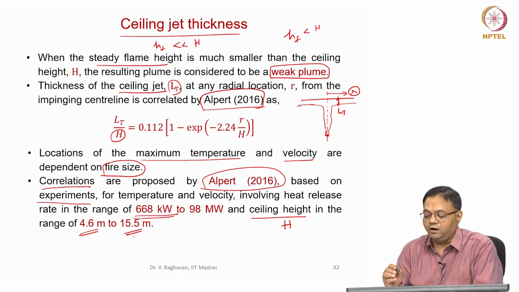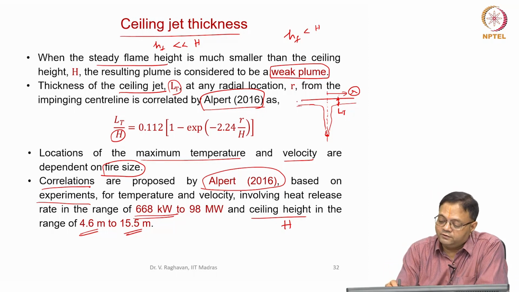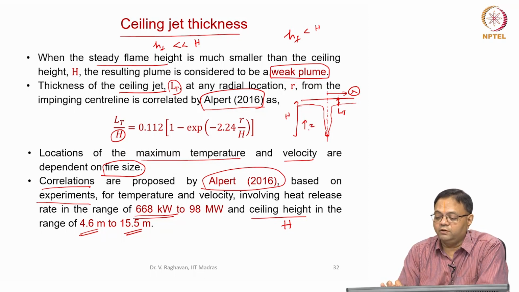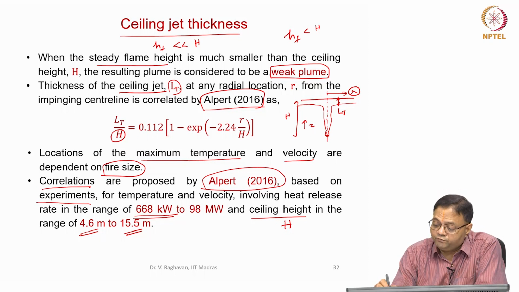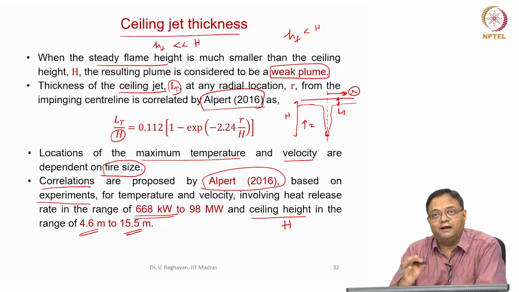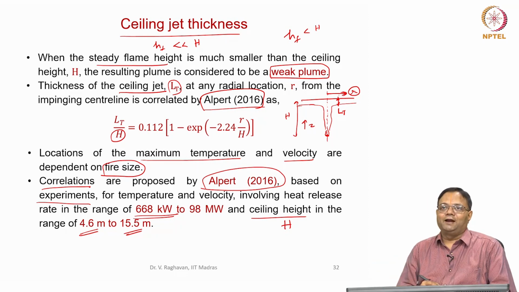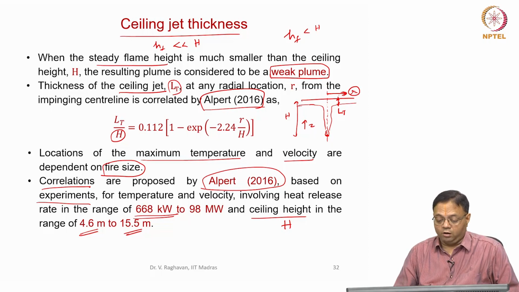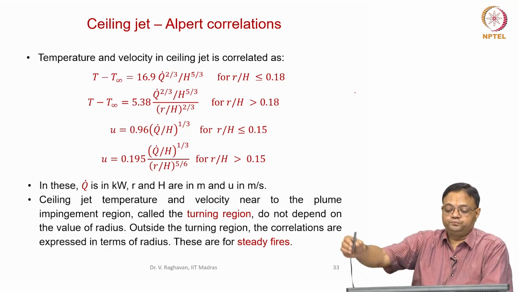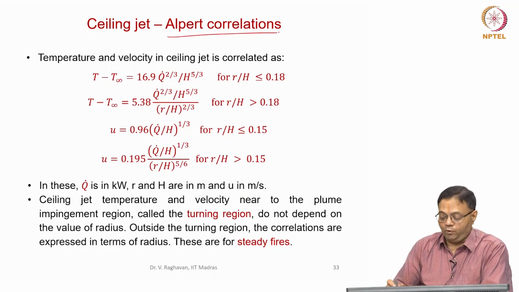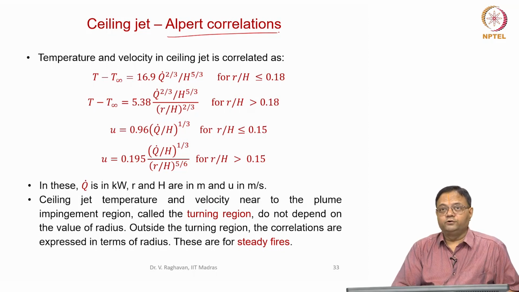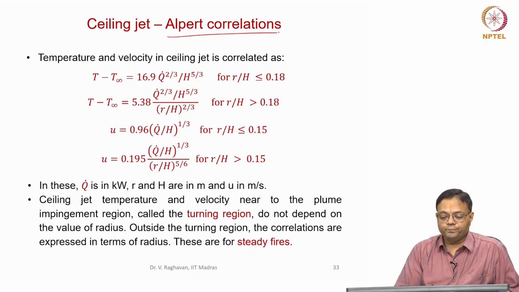Please understand that there are some nomenclatures here. The ceiling height is H. This height Z is not useful for us, but from the source of the fire, the line of source of the fire, the ceiling jet spreads in the lateral direction. That lateral direction I call radius R. So now we will see quickly about the Alpert correlations.